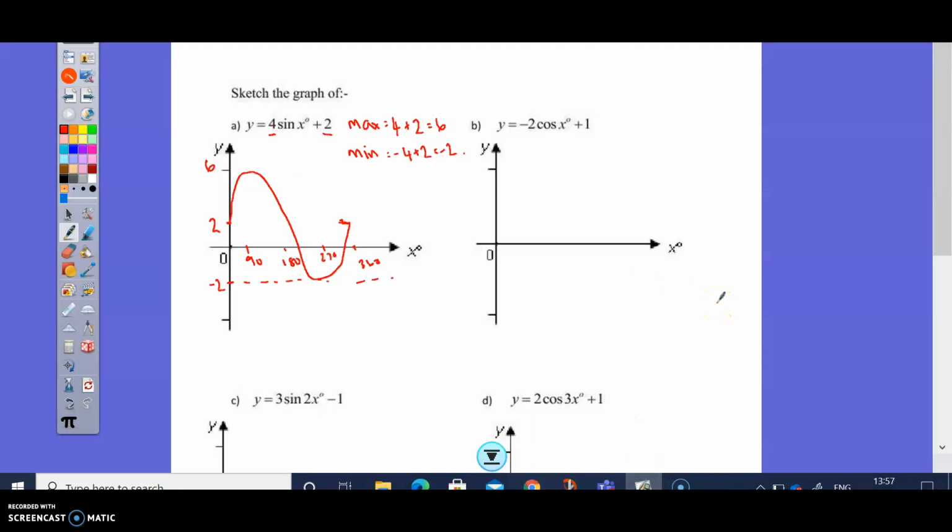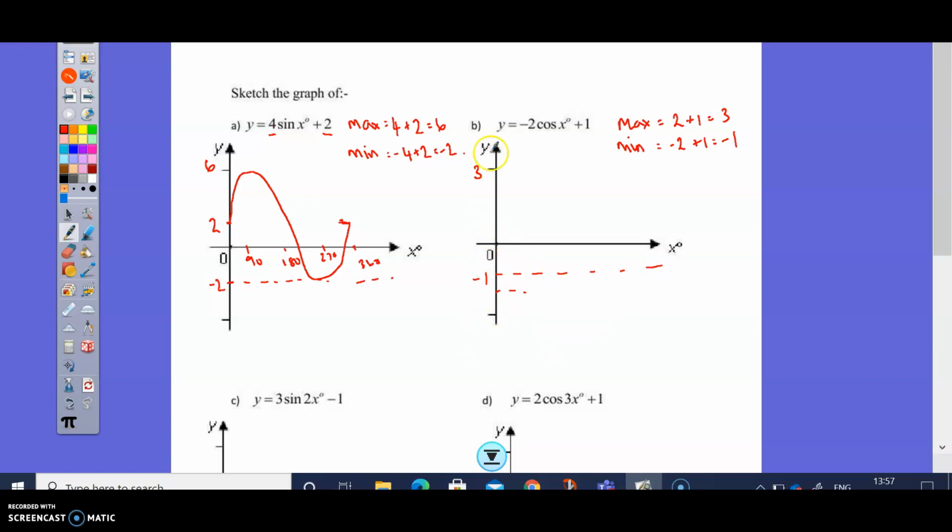We've got minus 2 cos x plus 1. Minus 2 cos x would normally have a maximum of 2. We add on 1, it's now got a maximum of 3. It would normally have a minimum of -2. Add on 1, now has a minimum of -1. So maximum's 3, if we make that there my maximum. Make my minimum -1.